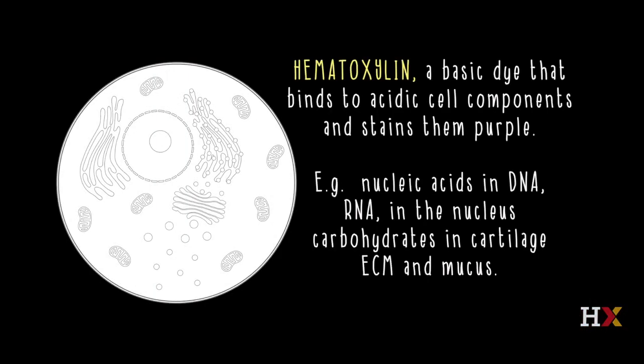Hematoxylin is a basic dye, and as a basic dye, it will bind to acidic cell components and stain them purple or dark blue. Examples of things that stain purple or blue using hematoxylin would be DNA and RNA in the nucleus, other carbohydrates, and certain features of the extracellular matrix outside the cell, and we'll see that with cartilage.